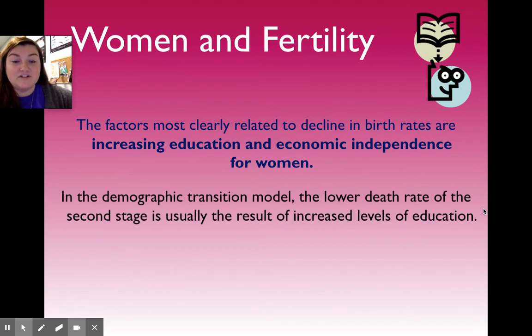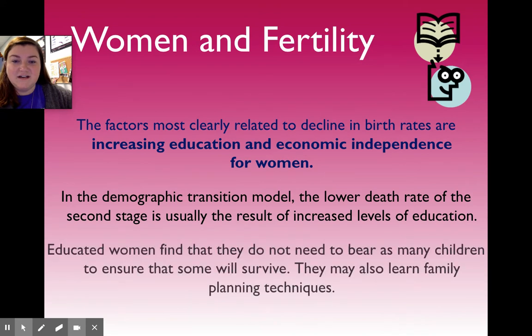In the demographic transition model, which is what we're about to start talking about, the lower death rate of the second stage is usually the result of increased levels of education. And now that statement might not make a lot of sense right now, but as we go through these next few slides, hopefully it will. Educated women find that they do not need to bear as many children to ensure that some will survive, and they might also learn family planning techniques.